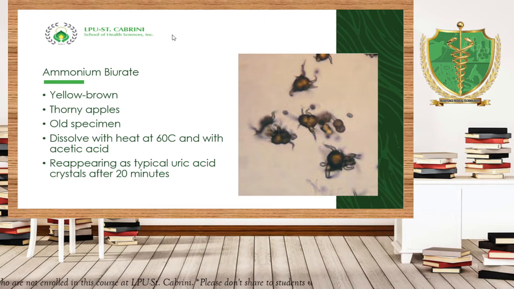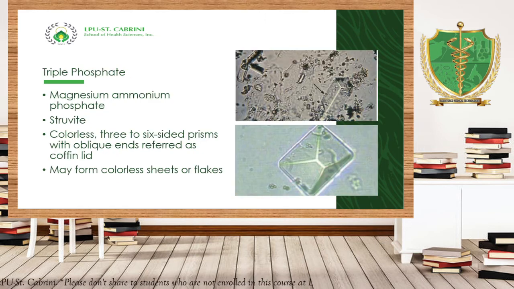Okay? Take note, ammonium biurate is a yellow-brown structure that can be found in the urine, which is an indication of an old specimen. Ammonium biurate is also an indication of a thorny, old specimen and sometimes called the thorny apples. Okay? And it dissolves in heat at 60 degrees Celsius and with glacial acetic acid or acetic acid and appears as typically a uric acid after 20 minutes of acidification.